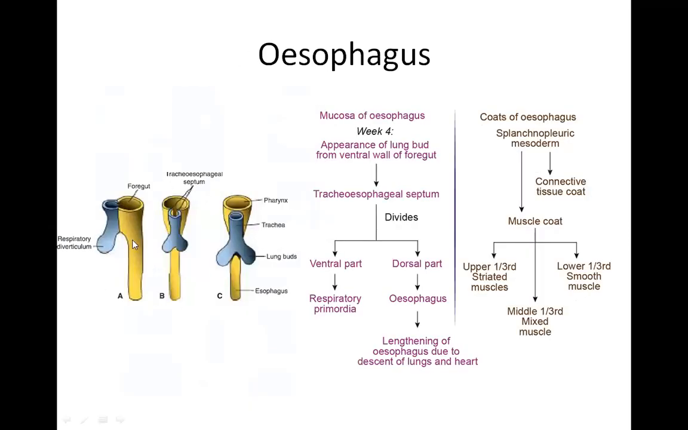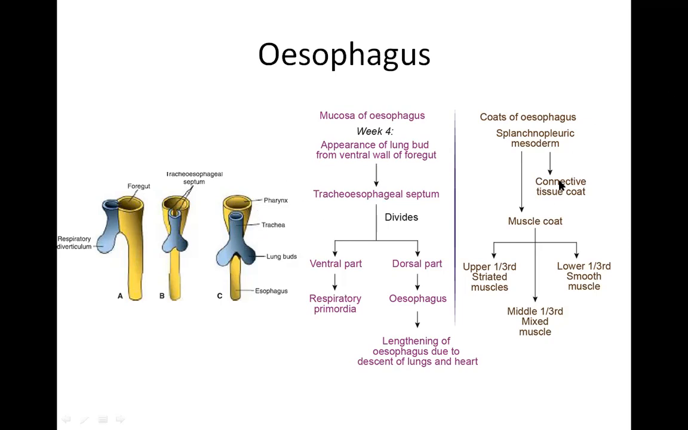So over here, this model you can see in the Department of Anatomy. This one is the ventral part. This is the developing tracheoesophageal septum at the fourth week. There is an appearance of the lung bud from the ventral wall of the foregut. This tracheoesophageal septum divides it into ventral and dorsal parts. The ventral part forms the respiratory primordia, whereas the dorsal part will form the esophagus, and due to the lengthening of the neck and the descent of lungs and heart, it gets elongated.